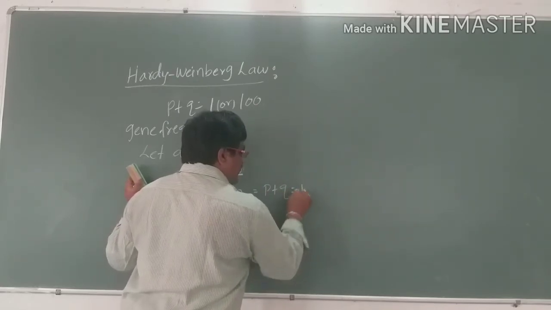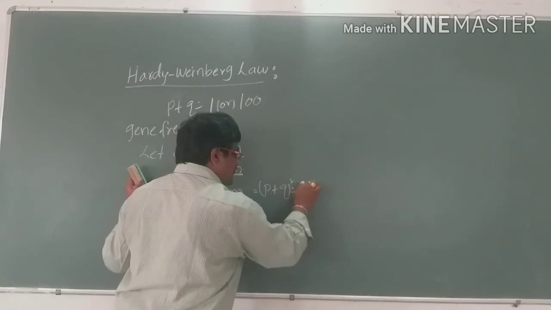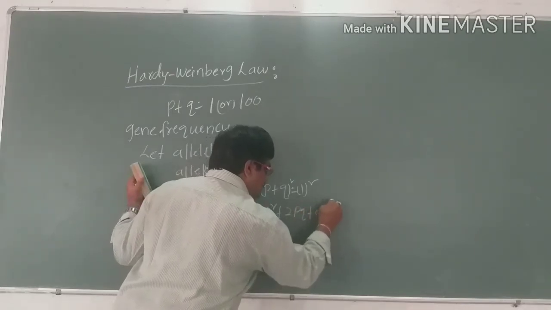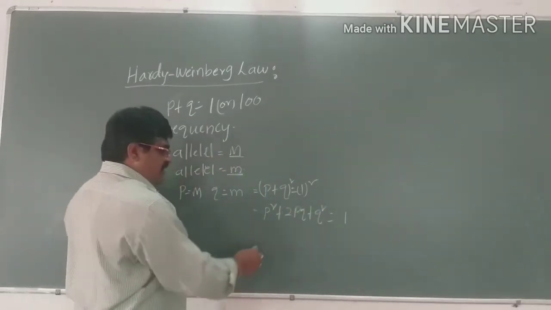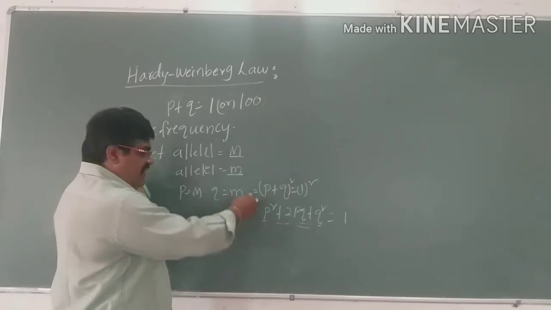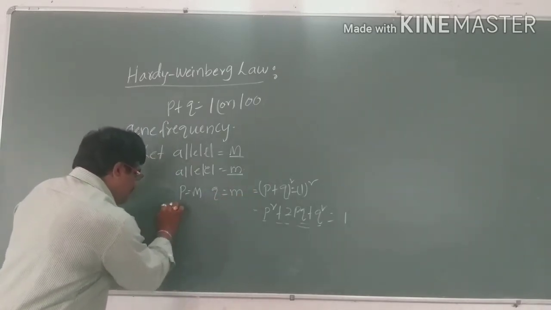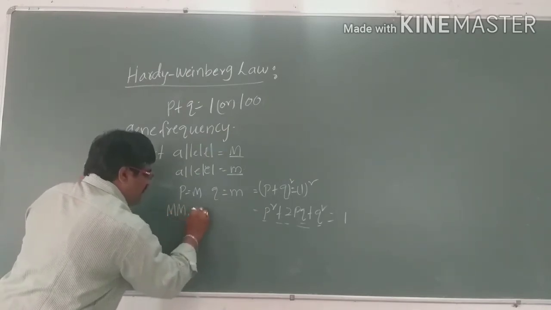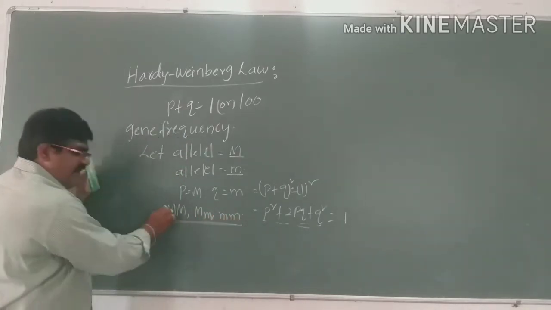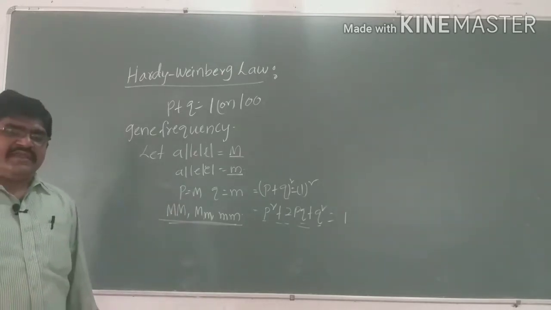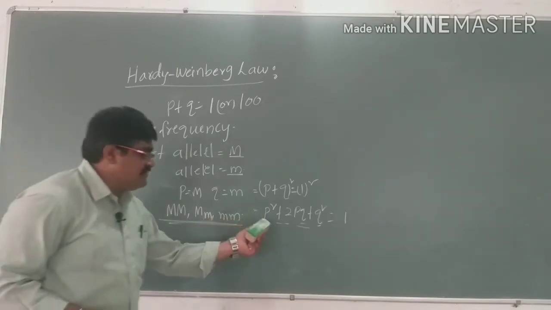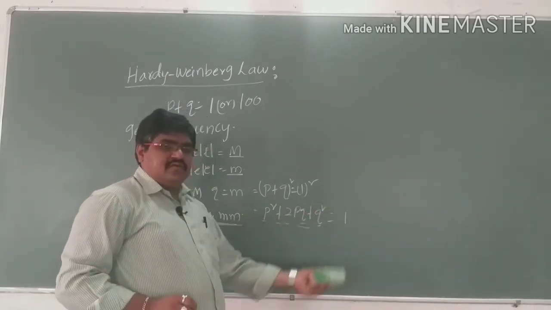equal to 1, squaring both sides, we get p square plus 2pq plus q square is equal to 1. So these are the three genotypes that occur. With these genotypes we can produce capital M capital M, capital M small m, and small m small m. These are the genotypes that occur in a population, in the equation p square plus 2pq plus q square is equal to 1.